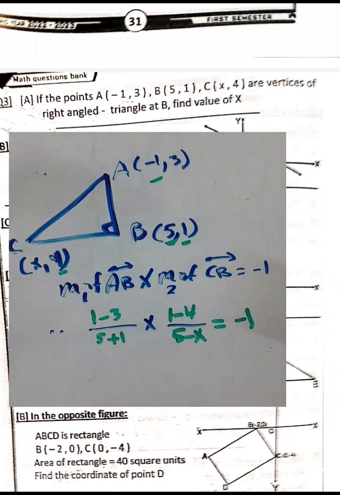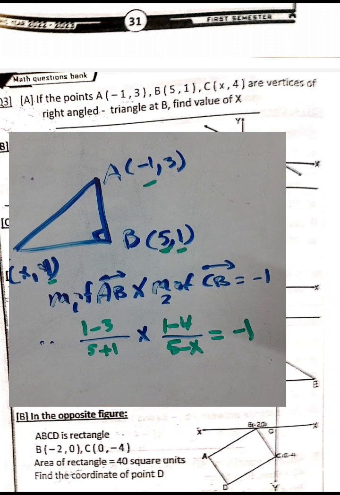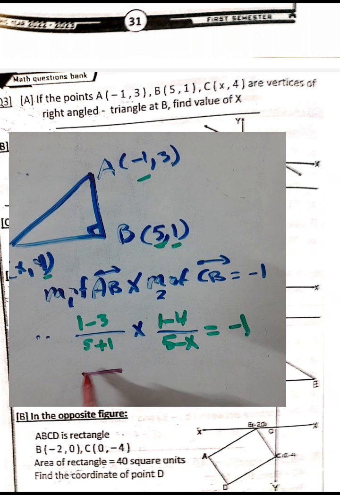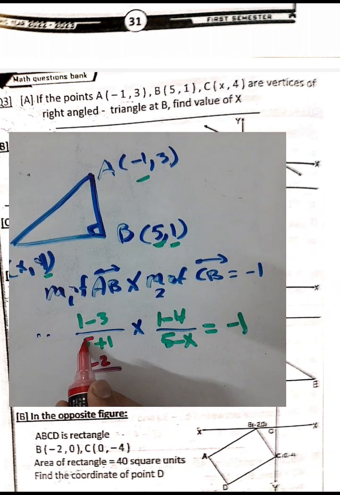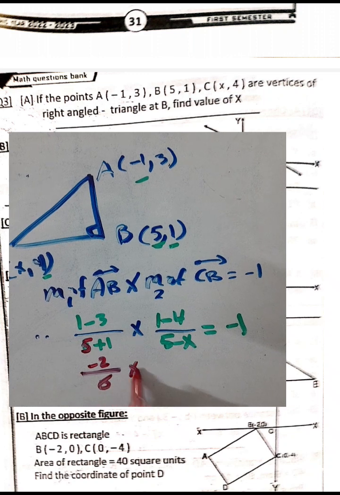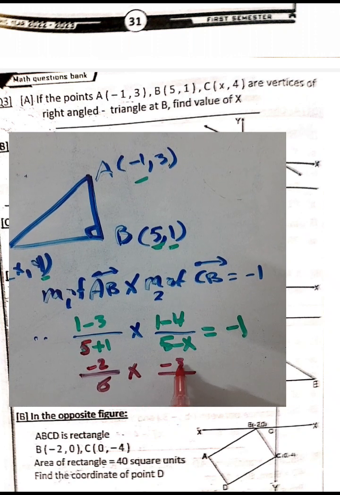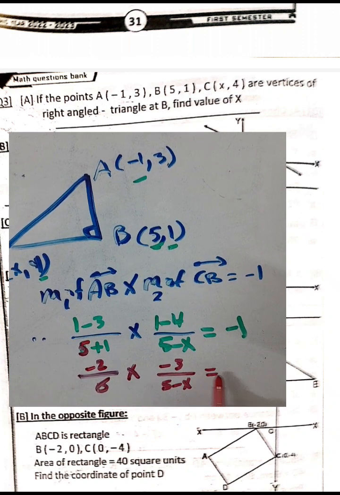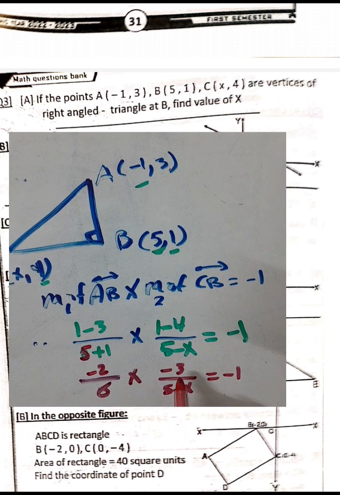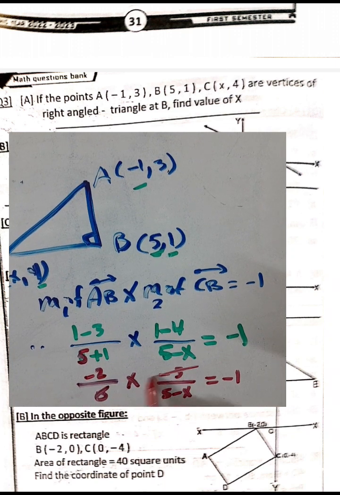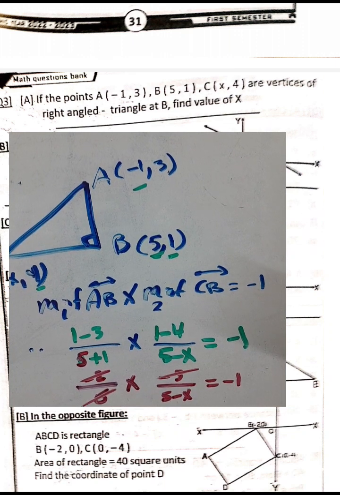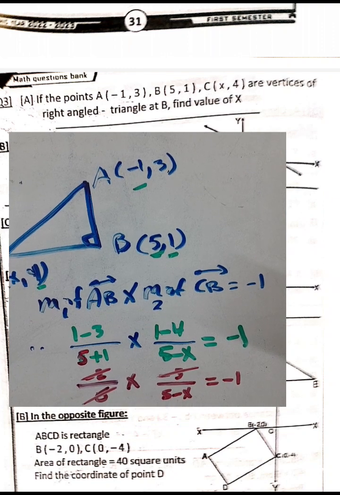Then you can simplify it by finding the result in the simplest form. Y minus 3, it will be -2, and we have 5 plus 1 equals 6. 1 minus 4, it will be negative 3, and write 5 minus x in the denominator, equal negative 1. We can write negative 3 times negative 2 equals 6, 6 divided by 6 equals 1, then 1 over 5 minus x, it will be negative 1.